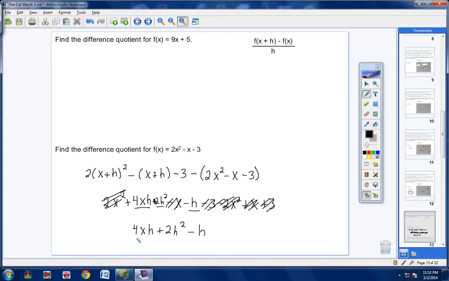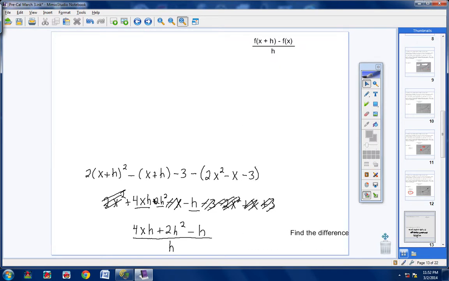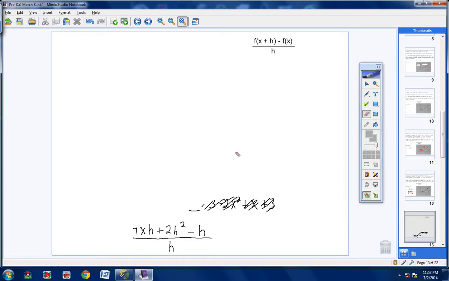All over, of course, what's always been in the denominator, and what's always been in the denominator was the variable h. Now, let me go ahead and clear just a little space here so we have some room to work. There we go. And let's get rid of this. Hopefully you've taken notes on all that.